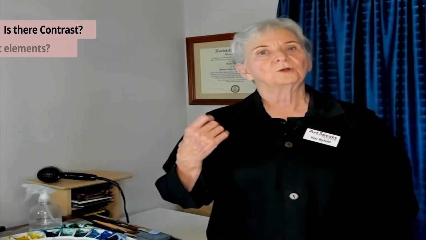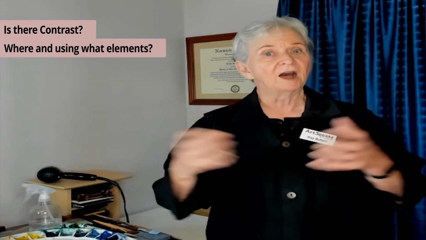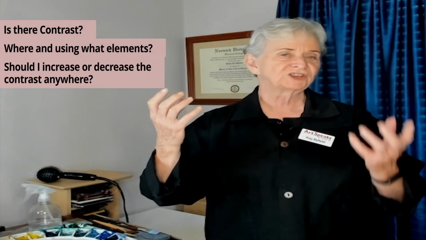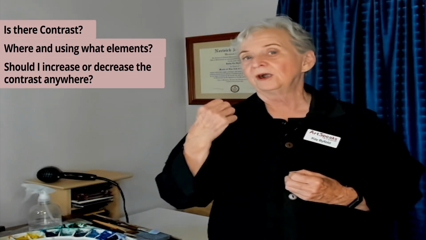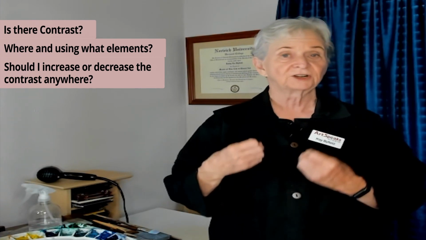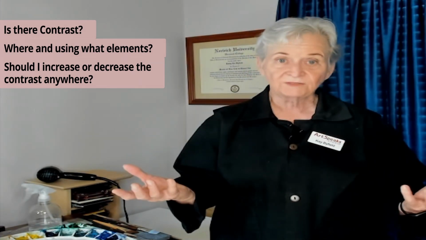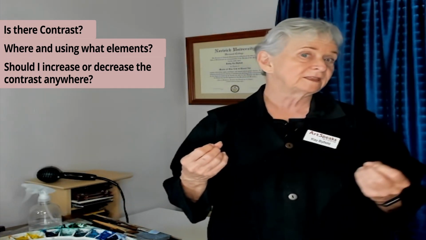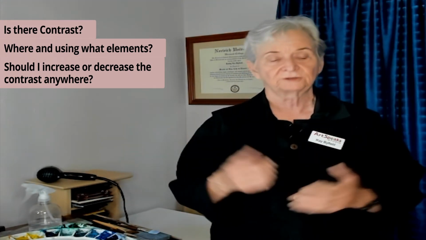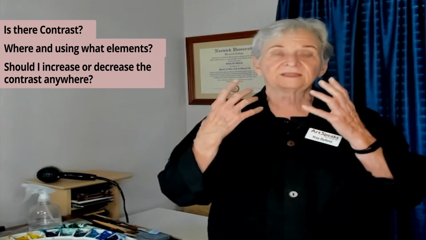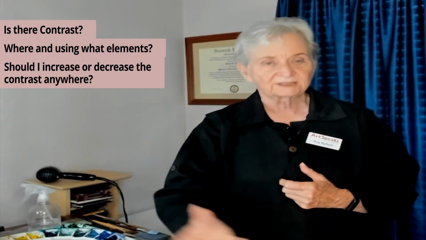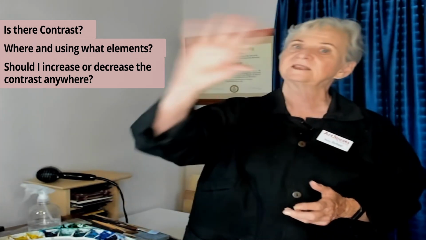And the last one is, is there contrast? What elements are being contrasted? You can have large shapes and small shapes, or bright colors and dull colors, or heavy texture and lighter texture. You can have contrast in any of the elements, thick lines and thin lines, short lines and long lines, etc., etc. But you need to be sure that there is contrast, that there is a focal point, and that there are secondary and tertiary focal points that move the eye around the surface.